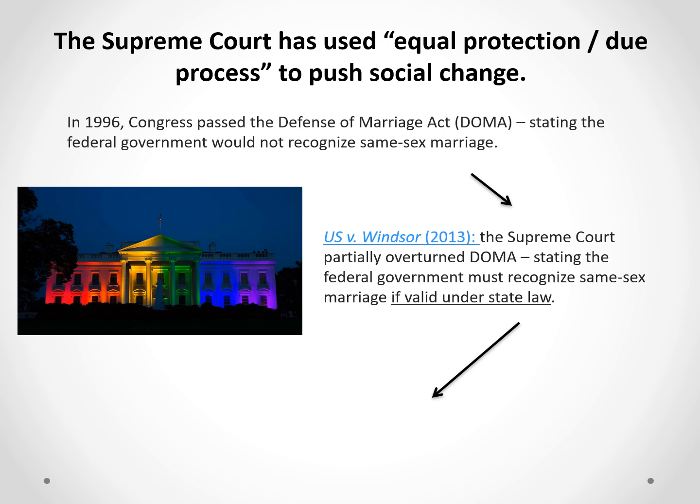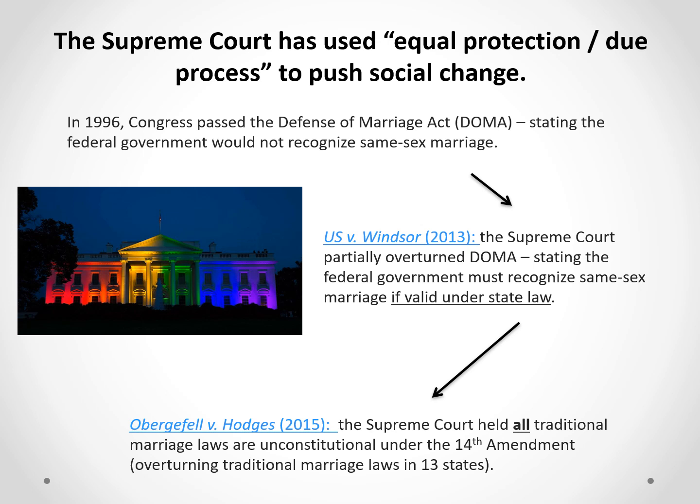That kind of left open the question, what about at the state level? Are states even allowed to have traditional marriage laws anymore? Louisiana had a traditional marriage law stating that marriage must be one man and one woman only. So this was the second half of the case. This was a combination of multiple test cases across the country, same-sex couples who have been denied marriage licenses in different states. And under Obergefell, the Supreme Court held that all traditional marriage laws are unconstitutional under the 14th Amendment, and it overturned traditional marriage in 13 states.